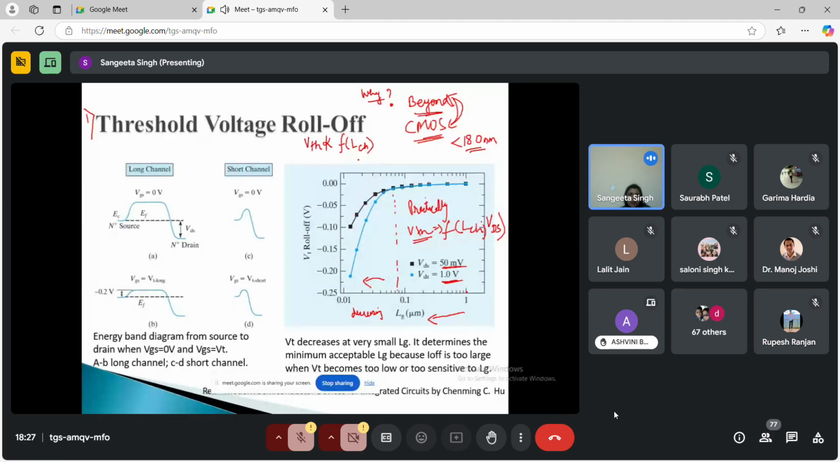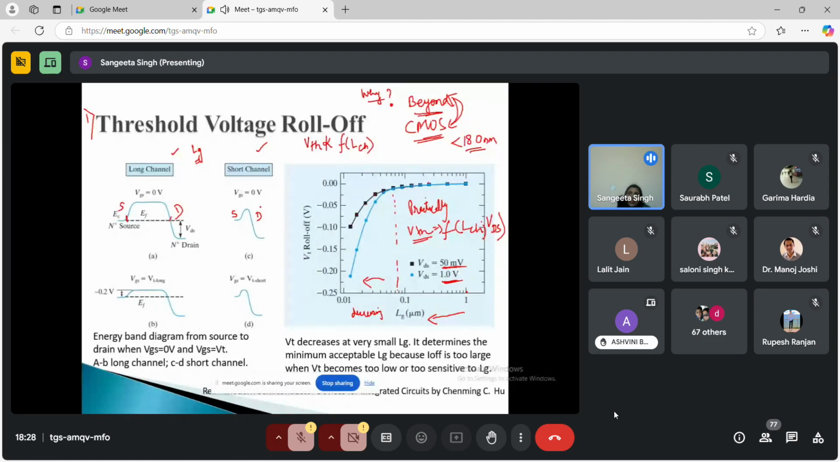Please see. I am comparing two devices, a long channel device and a short channel device. Long channel means the gate length is higher; here the gate length is lower. It means in the first case the source and the drain are far from each other. In the second case, your source and your drain appear to be closer to each other. So what is happening? It is simple.